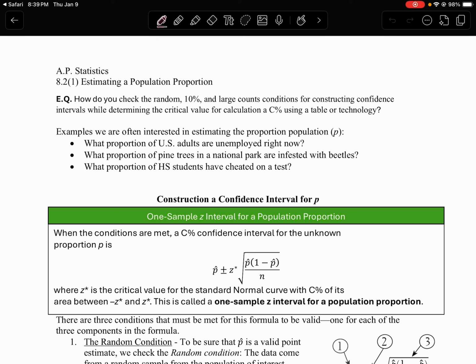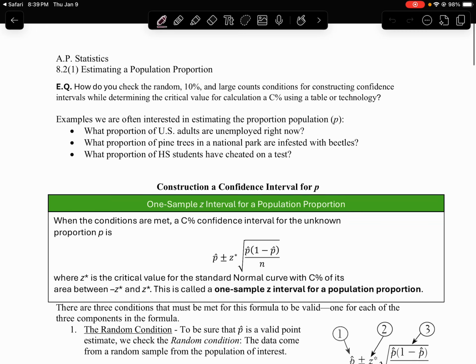So some of the examples we have, where we're interested in estimating the population proportion, the p value, are like: what proportion of U.S. adults are unemployed right now, or what proportion of pine trees in a national park are infested with beetles. Or the last one, which none of you would ever do, is what proportion of high school students have cheated on a test. So we want to look at those proportions and try to figure them out.